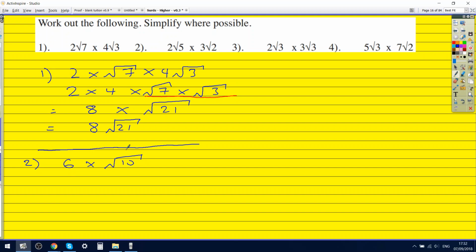Six times. That's just the normal way, isn't it? The short way is just 6 root 10 without the times sign. Oh, right, yeah. Like 6 root 10. 6 times x, 6x, you know. Yeah. Okay, let's try question 4, the last one.